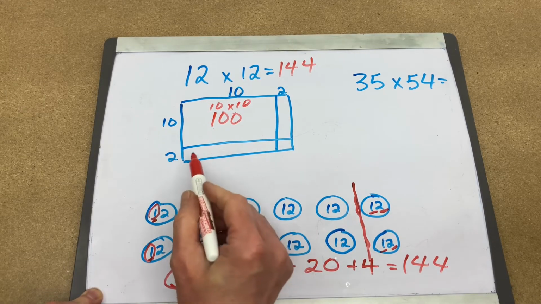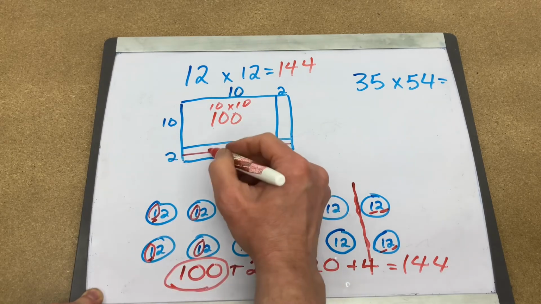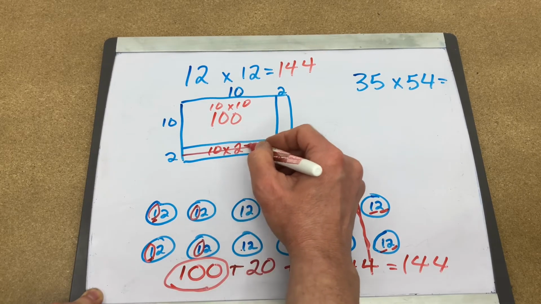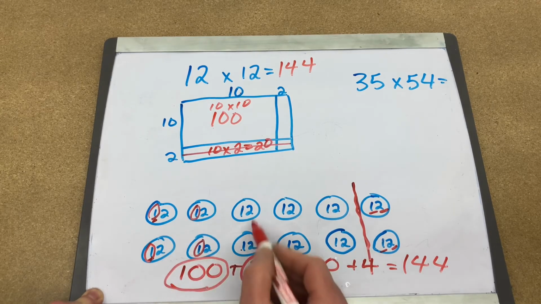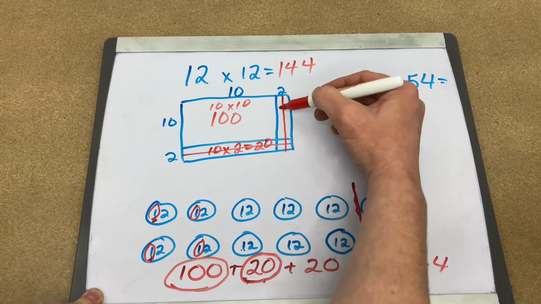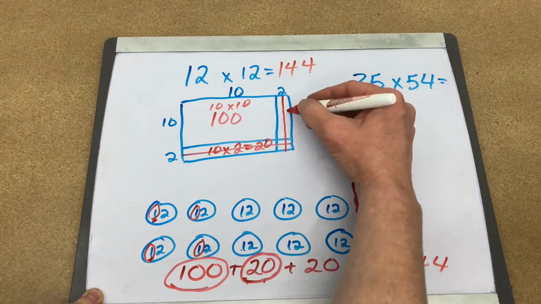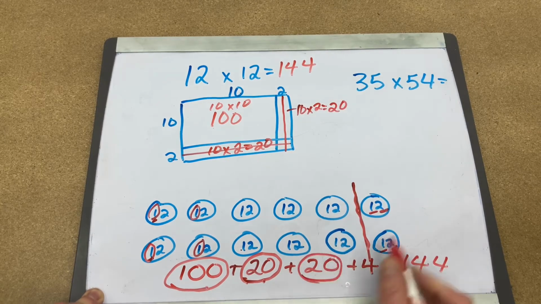10 times 2, because there's going to be 2 long blocks here. So 10 times 2 is 20, which is the same 20 as here. 10 groups of 2 is 20. Now on this side, we also have 2 groups of 10. 10 times 2 is 20, which is this 20. 10 plus 10 on this side.